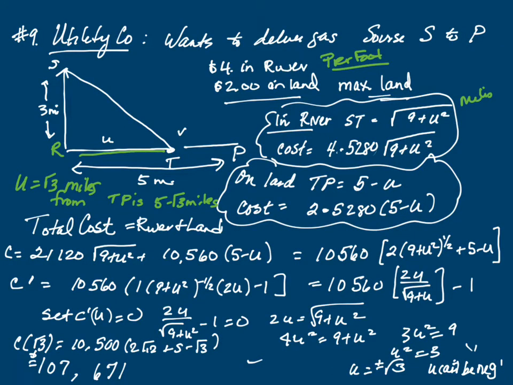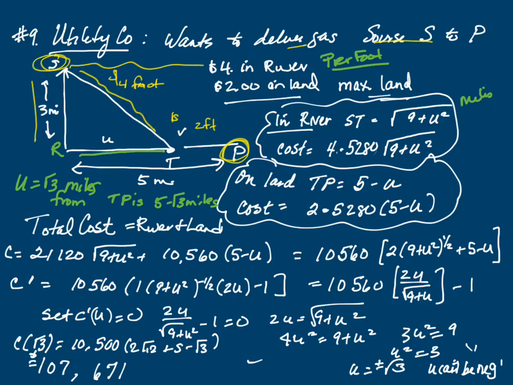Okay, number 9 is about a utility company who wants to deliver gas from its source S to wherever it wants to deliver it, P, in town. And there's a river, and they can cross the river anywhere, and the river's 3 miles wide. It costs $4 a foot to go across the river, and it costs only $2 a foot to go by land, $2 and $4.